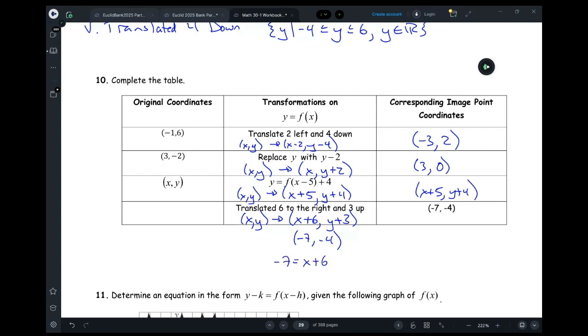So I got to go backwards and subtract 6 from that. I'm going to get -13 is equal to x. So that's the original point. And then -4 is equal to y plus 3. And I'll bring that 3 over and I get -7. And so the original point was -13 comma -7. Okay, and now if I move that 6 to the right and move that 3 up, that's where I'm getting the -7, -4 from.